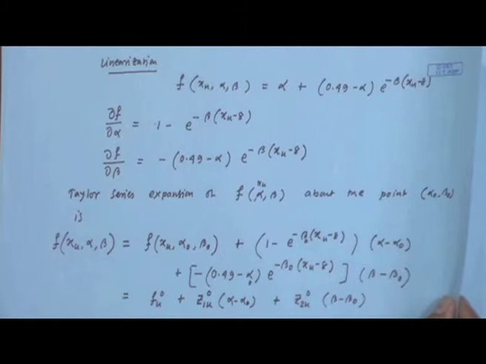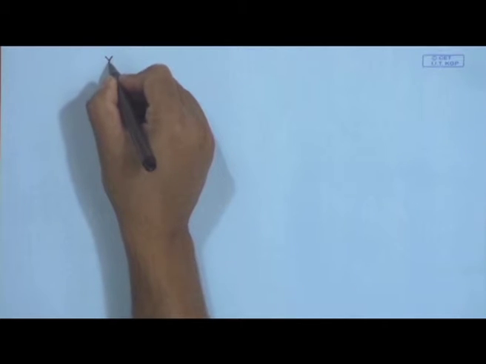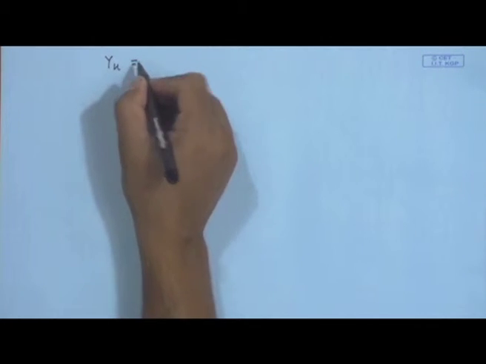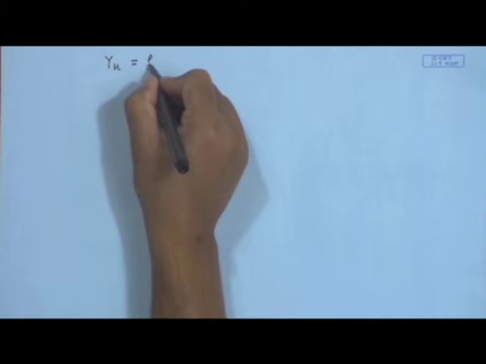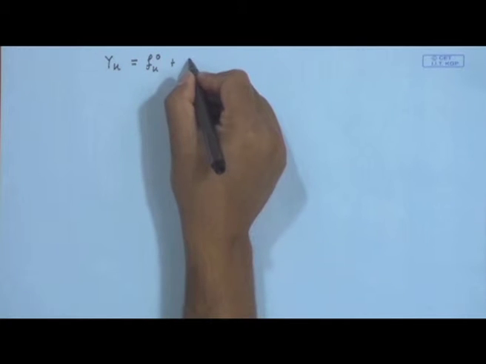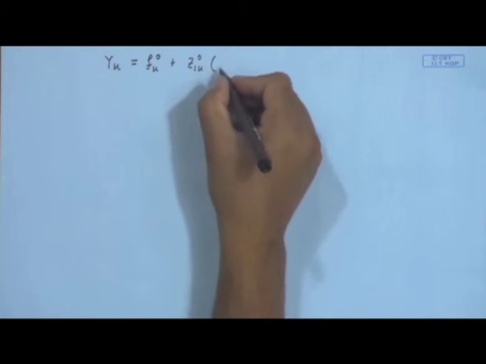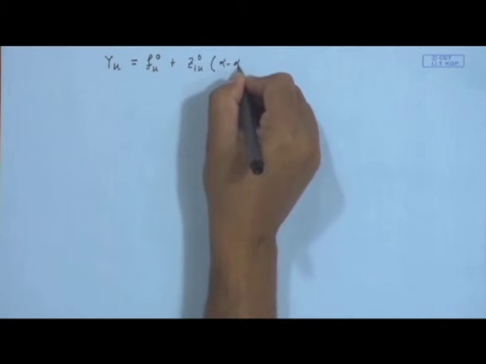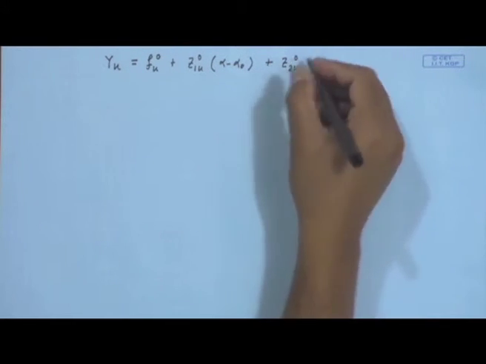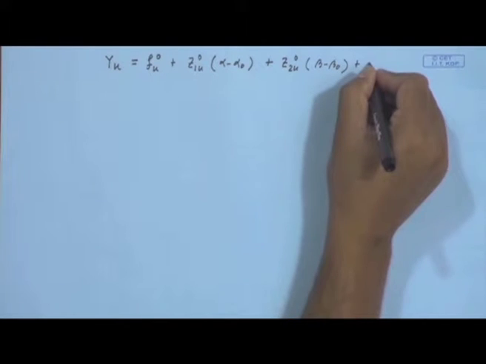Well, so Y_u can be written as f_u0 plus Z_1u0 into (alpha minus alpha naught) plus Z_2u0 (beta minus beta naught) plus epsilon_u.